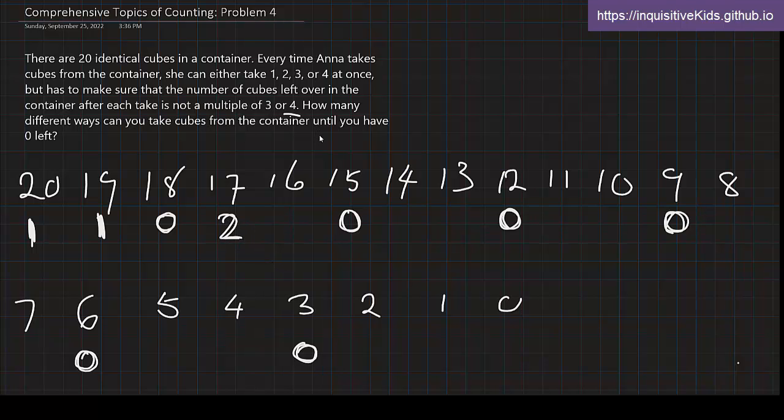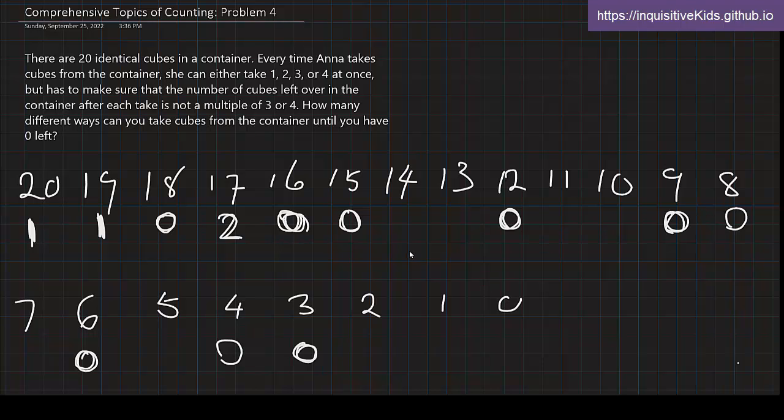Now we also do the multiples of 4. For example, 16 has no way of being reached because 16 is a multiple of 4. So all of these other multiples of 4 will have to go as well.